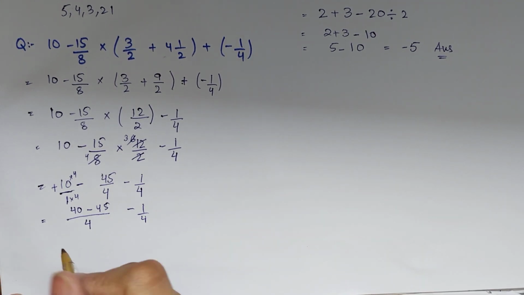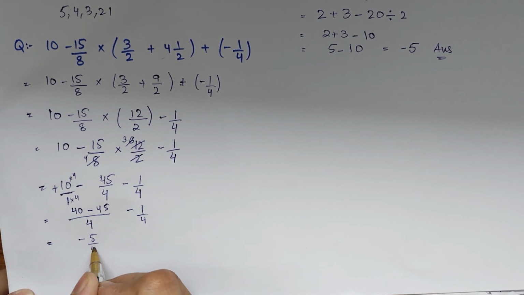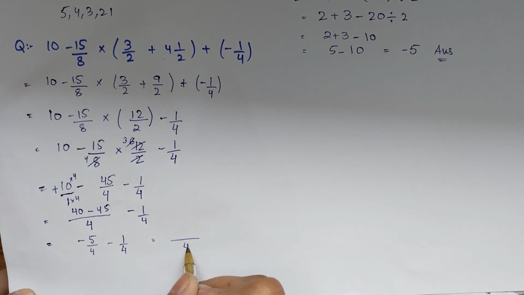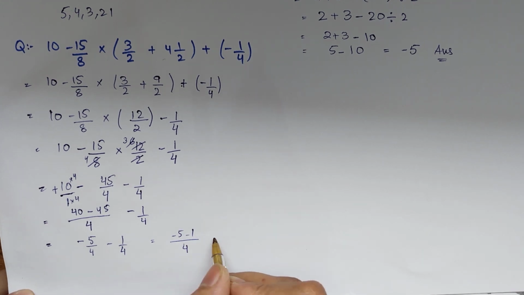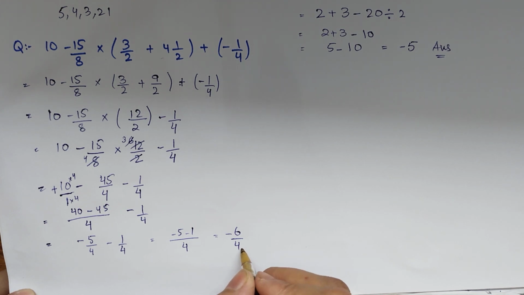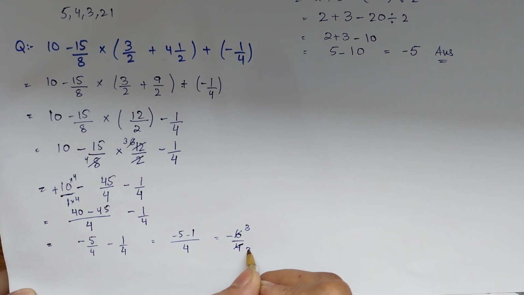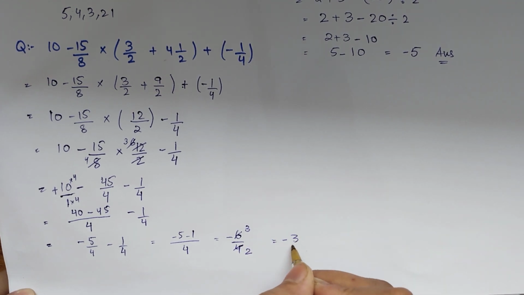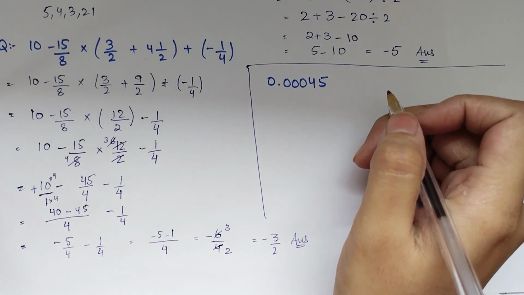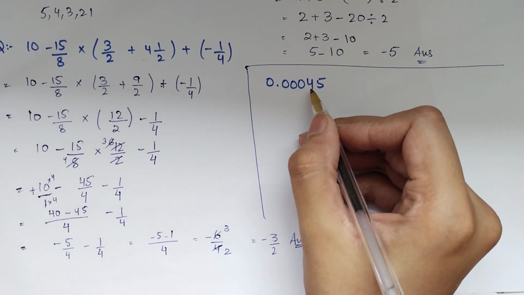Next, the answer is minus 5 over 4 and minus 1 over 4. The denominator is the same, so I write 4 like this, minus 5 and minus 1. It becomes minus 6 over 4. You can simplify it because you always have to write the answer in the standard form. So the answer is minus 3 over 2. This is your answer. Our next question is this. It is written in the form of a decimal. You have to write it in the standard form.